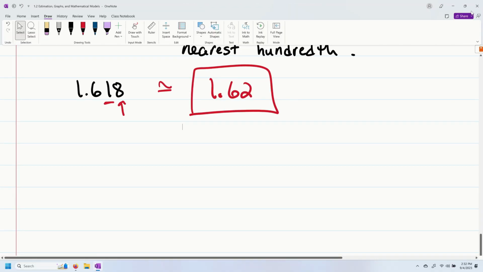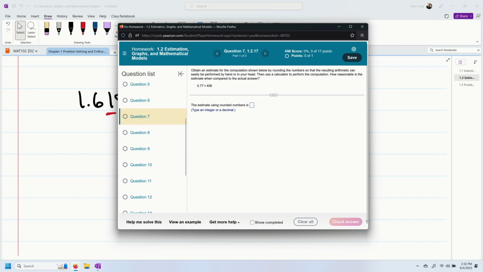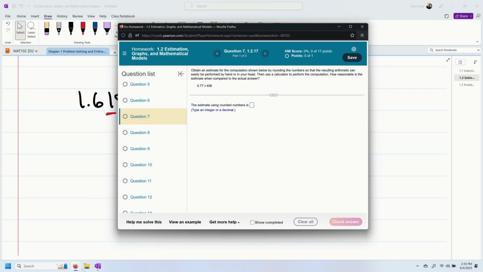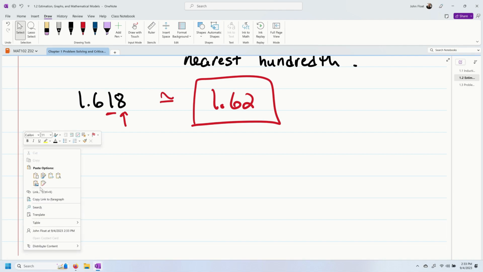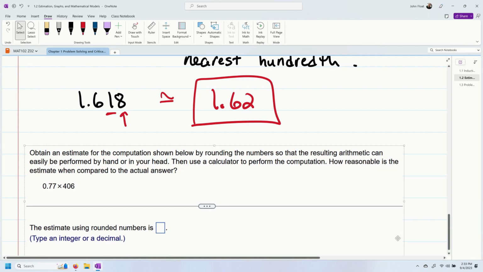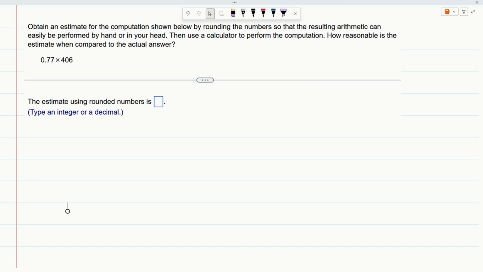Let me go ahead and grab an example here from our homework. So here it is right here. And I'm just going to copy and paste this into our notes. Look at that. Beautiful. So let's obtain an estimate for the computation shown below by rounding the numbers so that the resulting arithmetic can be easily performed by hand or in your head. Then we're going to use a calculator.